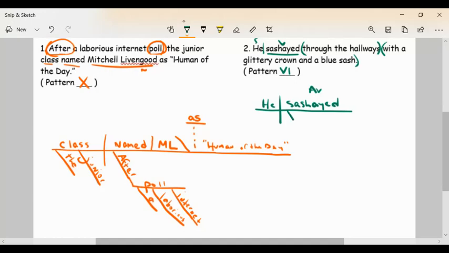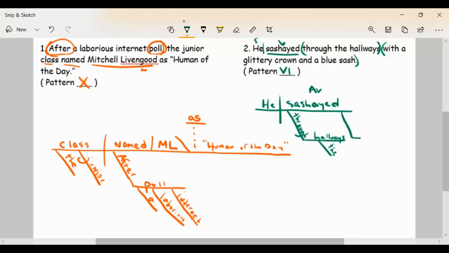So he sashayed through hallways, the hallways. All right, so I'm going to do through hallways, the hallways. And then I also have this prep phrase which says, with the glittery crown and blue sash. It's next to the word hallways, but it's not a hallway with a crown. That doesn't make any sense at all. It tells us how he sashayed. So I'm going to come down with.